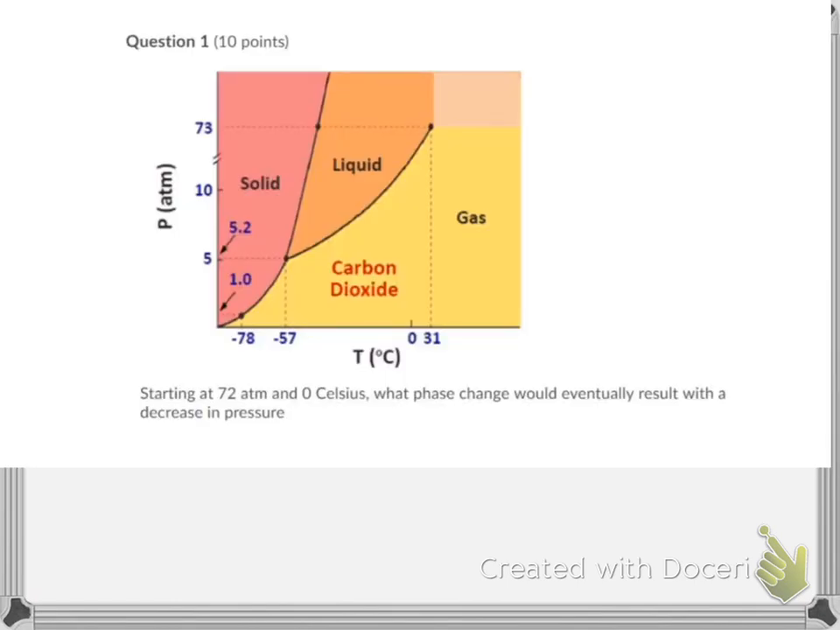Okay, so now we're given a certain pressure and temperature, and we're asked what phase change would occur if we decreased pressure. So we look at where 72 atmospheres and 0 degrees Celsius is. We go over to 72, drop down to 0 degrees Celsius, and we're right at this point. We're in the liquid phase at 72 atmospheres and 0 degrees Celsius. Liquid.